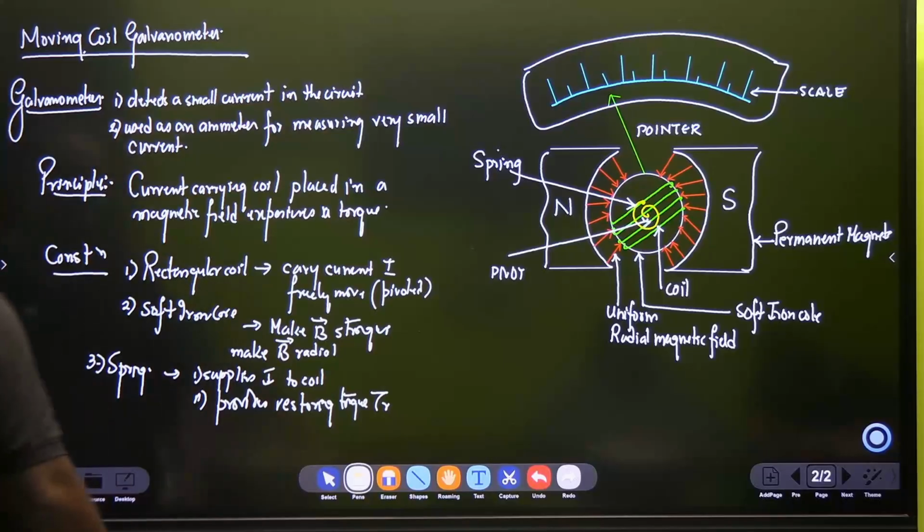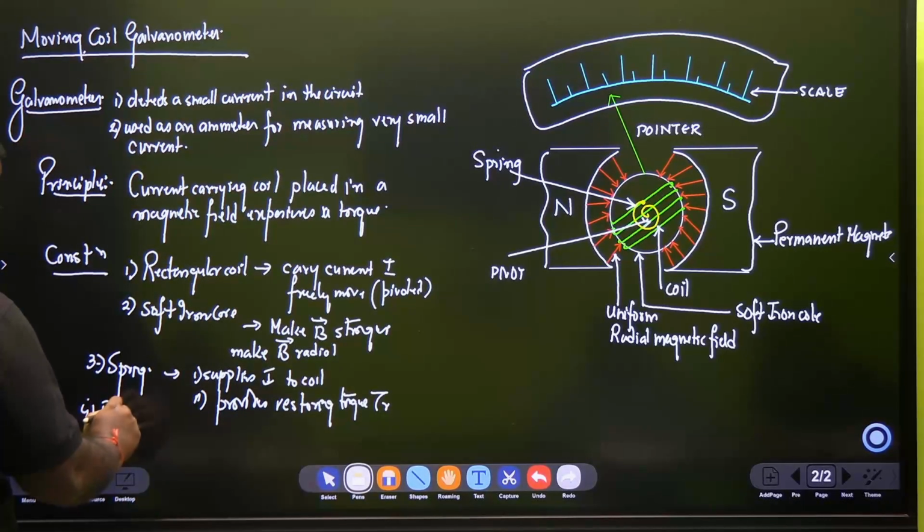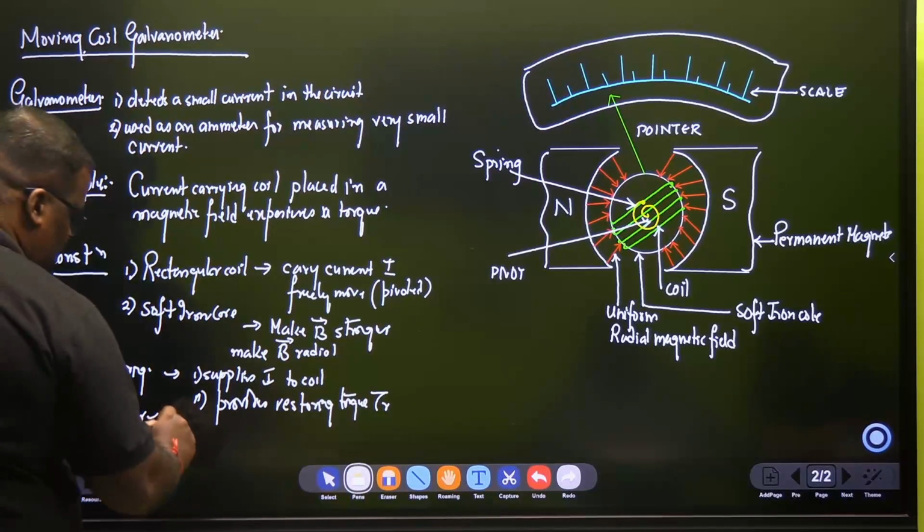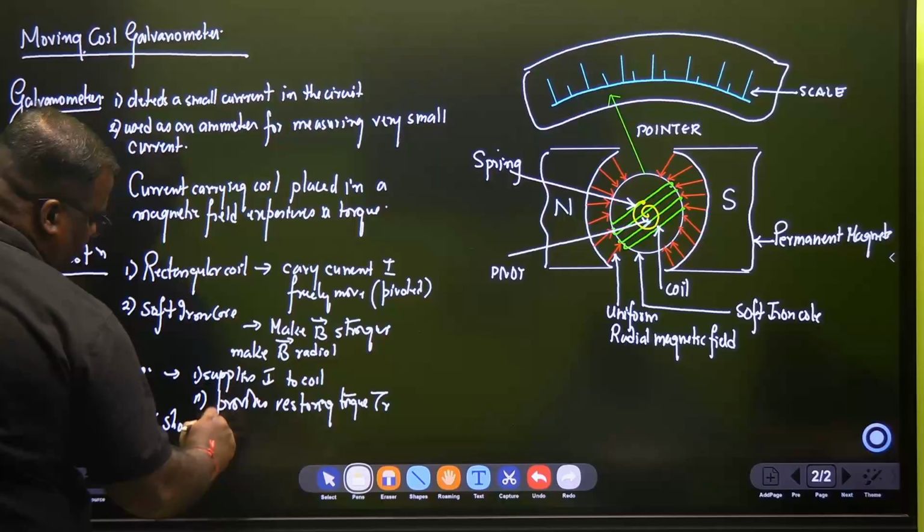And then you have a pointer, and the pointer shows deflection on the scale.